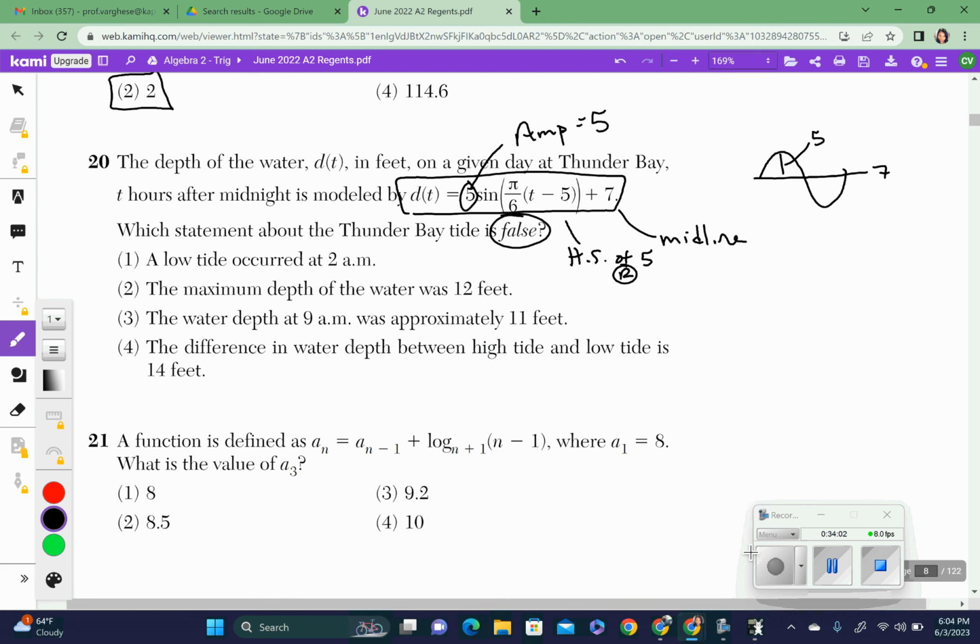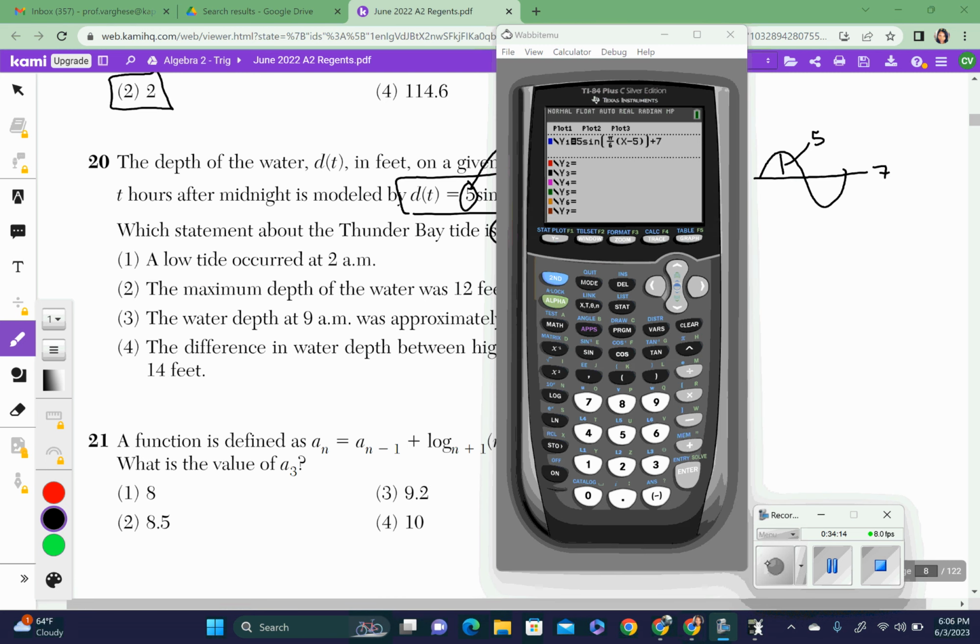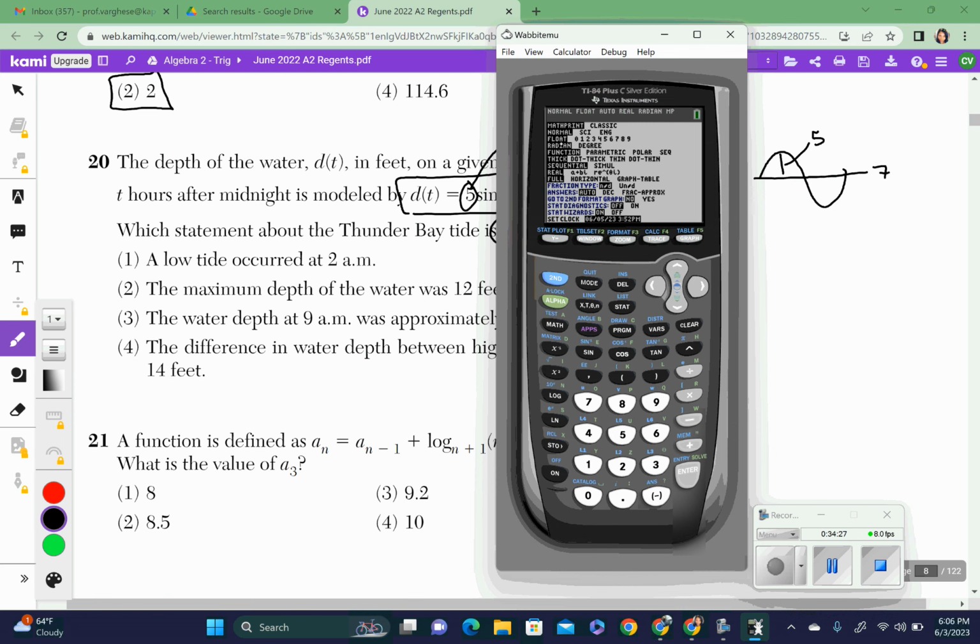Okay, so let's look and see which of these is true. Well, which of these is true, so we know which one is false. So it says a low tide occurred at 2 a.m. So to make this a little bit easier for you, instead of just graphing it on my paper, I went ahead and graphed it on my calculator. And then I'm going to go ahead and take a look at my graph. Okay, so the first thing I need to do is make sure that my mode is in radians.